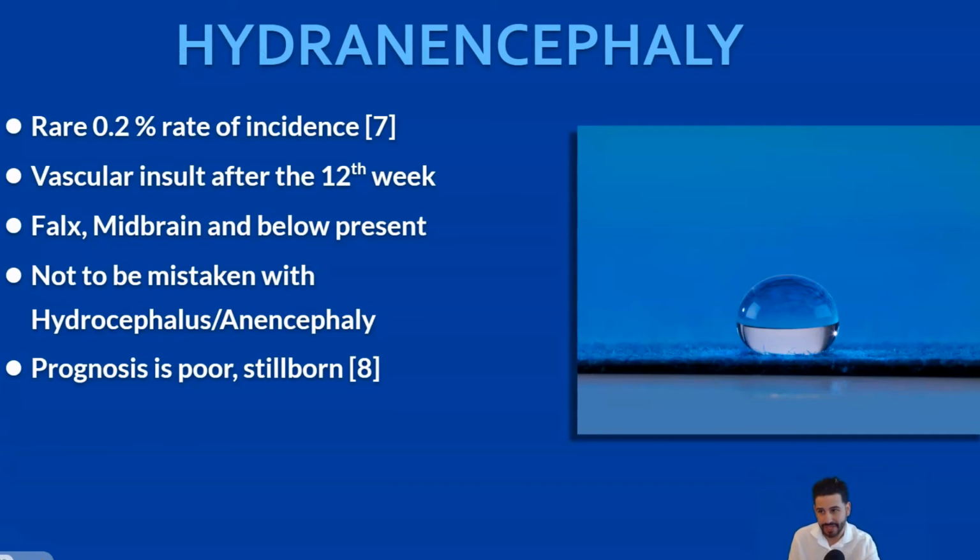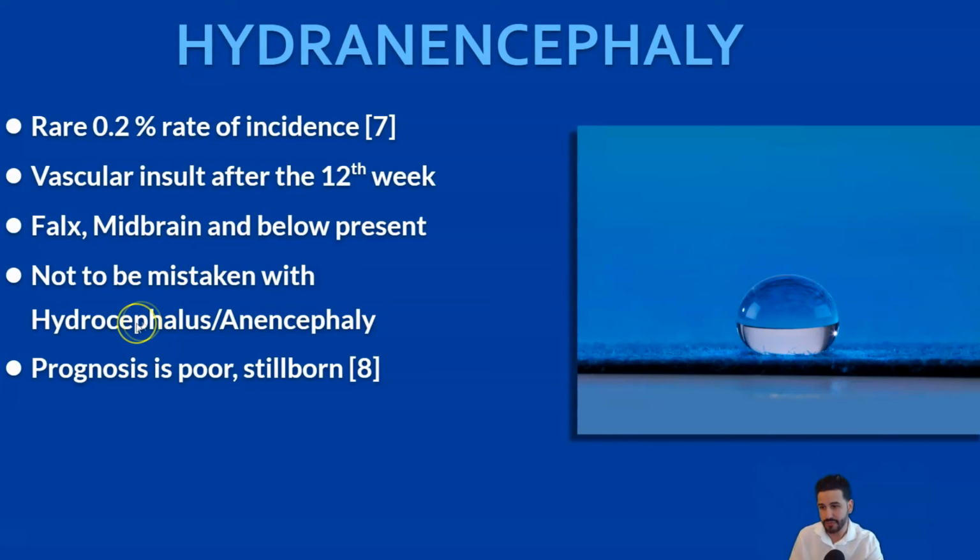Following up is hydranencephaly. Also rare, with a 0.2% rate of incidence. It results from a vascular insult after the 12th week, usually of the internal carotid arteries. You can have a falx. Midbrain and below will be present. So you have membrane, you can have basal ganglia, you can have brainstem, pons, but you're not going to have any cerebral hemispheres. You can have a falx with just an empty sac filled with cerebrospinal fluid.